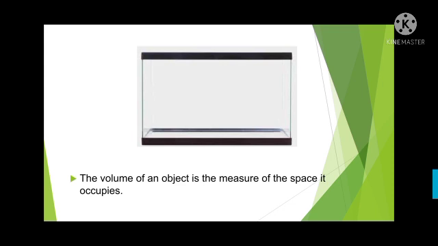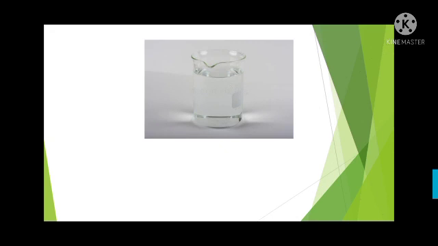Now what is volume? The volume of an object is the measure of the space it occupies. Now I have water. I poured the water in that aquarium till it is filled up to the brim. Now it's the maximum amount of water I can pour. The maximum amount of water that I fill is called a capacity.